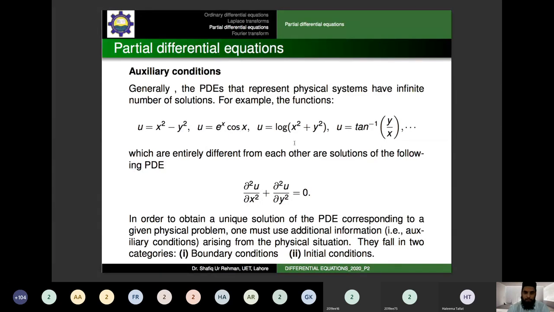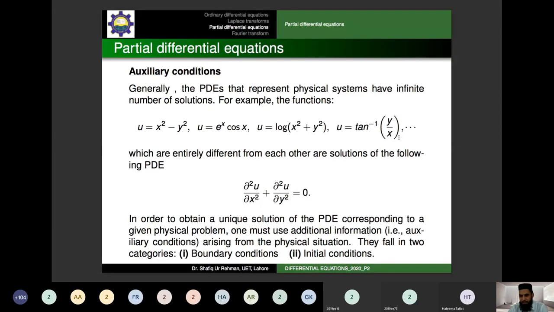u is equal to log of x squared plus y squared. u is equal to tan inverse of y upon x, and so on. Plenty of options are there. We say that they are all going to be solutions. How many? Infinitely many. We could have plenty many more. All of them are going to satisfy this differential equation, so we are forced to accept them as the solution. So generally, the partial differential equations that represent physical systems could have infinitely many solutions. As an example, for this particular differential equation, infinitely many options.